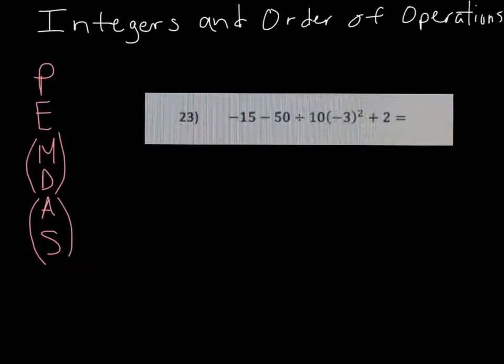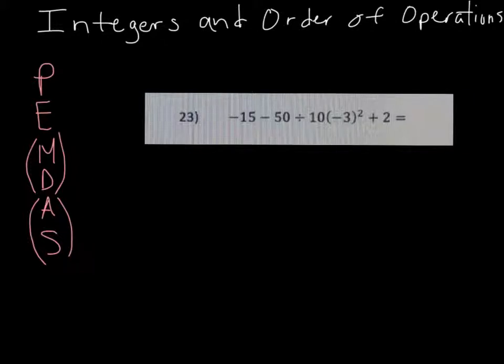Okay, I have a request from a particular student to do a couple of the problems on integers with order of operations. So I've pulled out number 23, that's what we're going to start with, and I'm going to do the odds all the way through. Number 23 says negative 15 minus 50 divided by 10 times negative 3 squared plus 20.